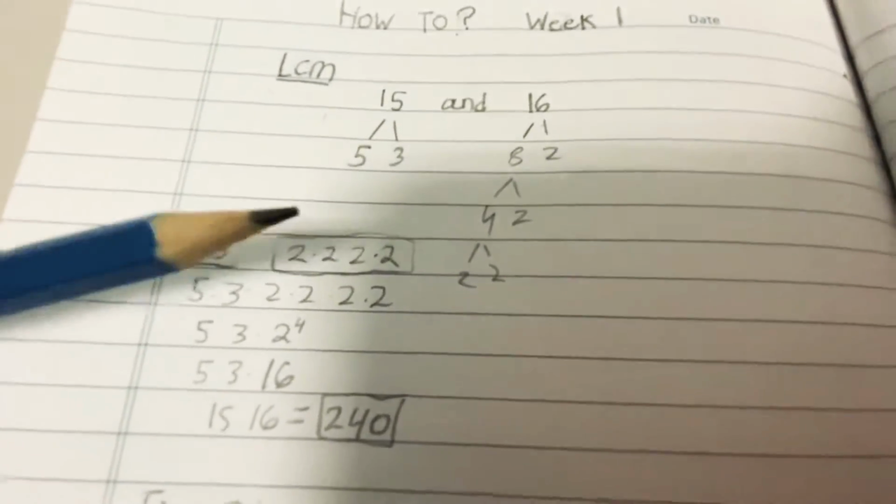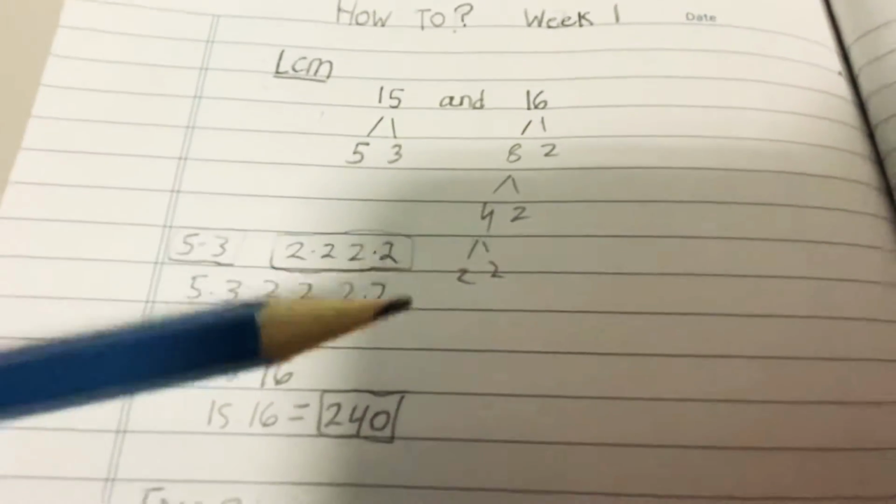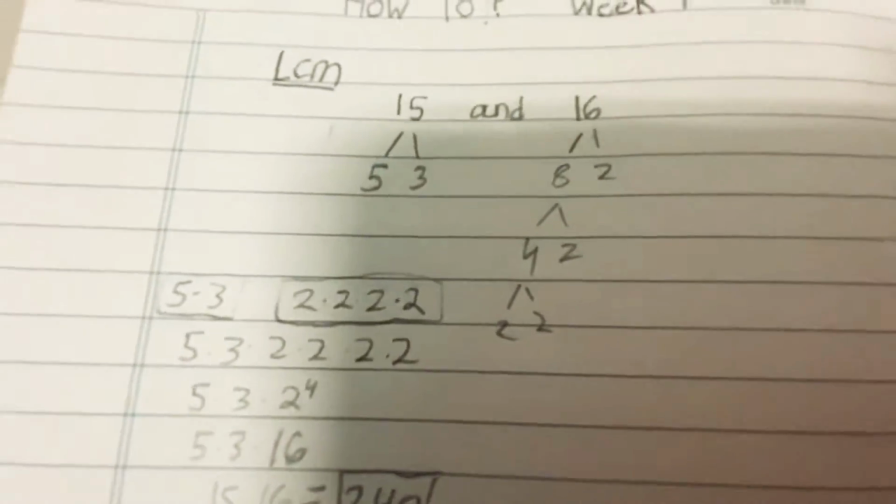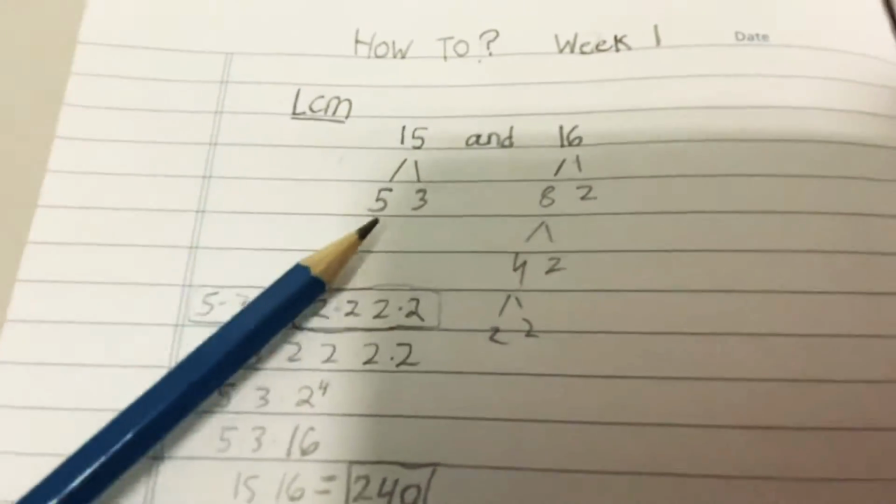First, you need to find the prime factorization of the numbers. For 15 and 16, it's pretty easy because 15 can only be divided, besides 1, into 5 times 3. So those are your first two numbers. The prime factorization of 15 would be 5 and 3. And for 16, it's the same process.